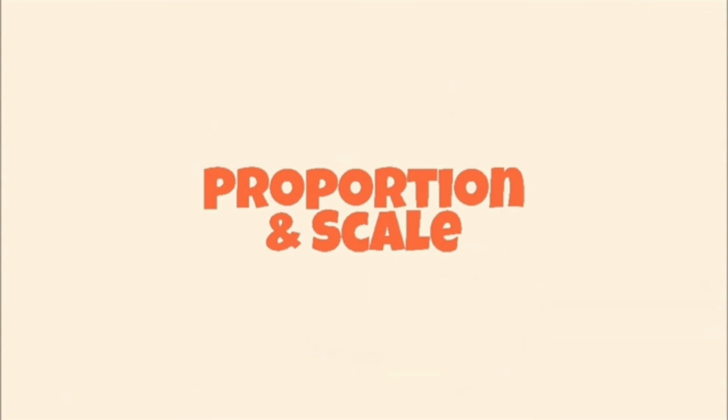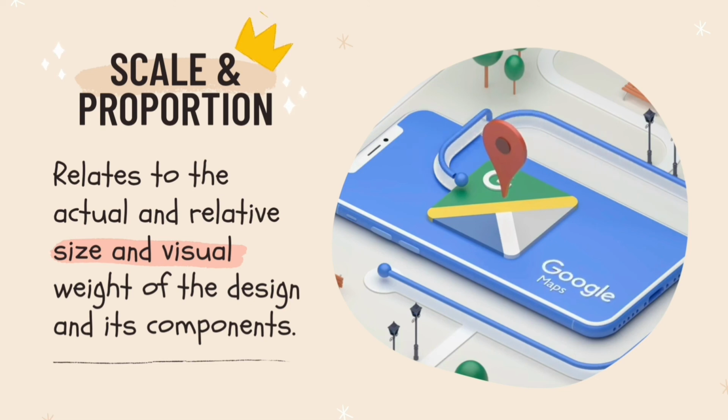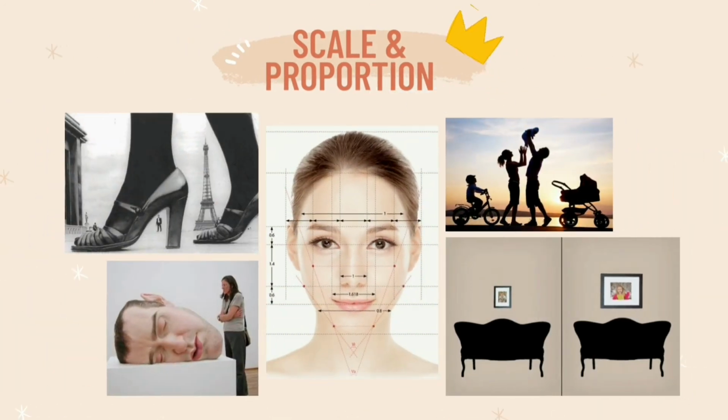Proportion and scale. Our last principle of design, scale and proportion, relates to the actual and relative size and visual weight of the design and its components. Placement of objects determines the size when compared to each other, or in other words, we can evaluate the size from the objects surrounding it.